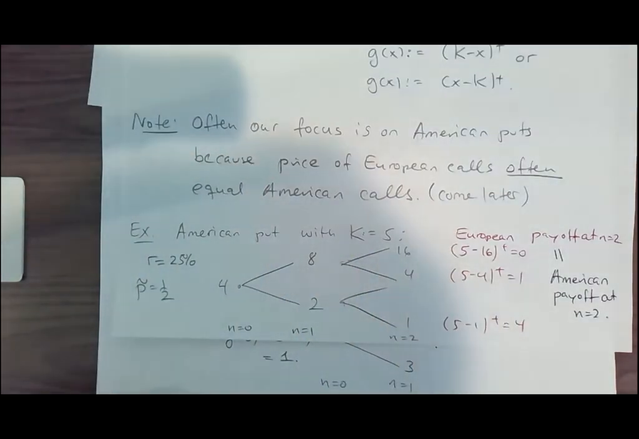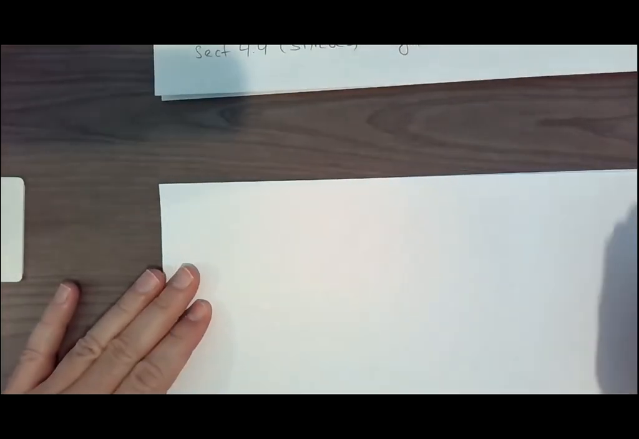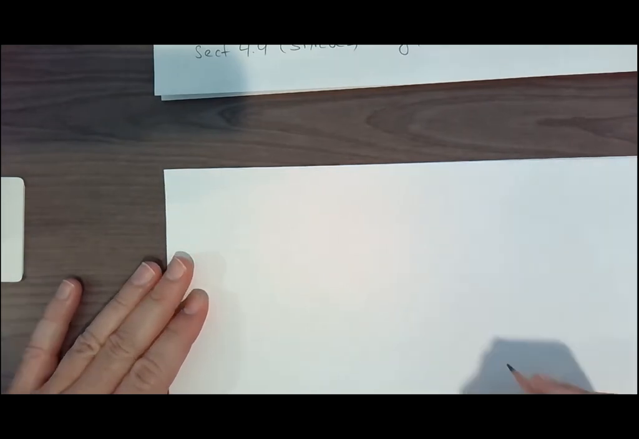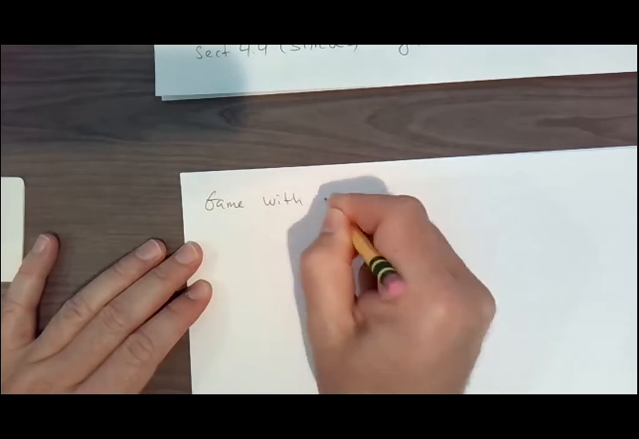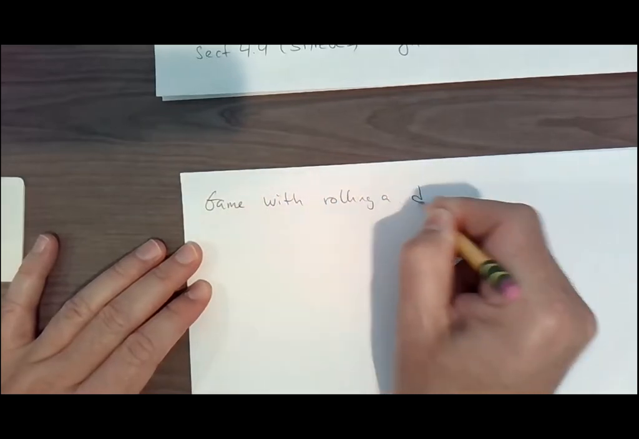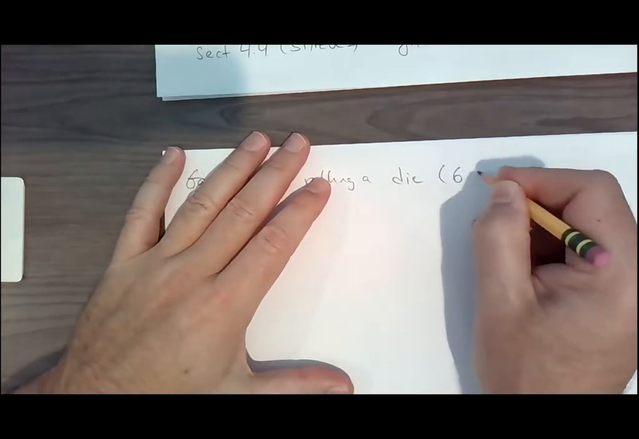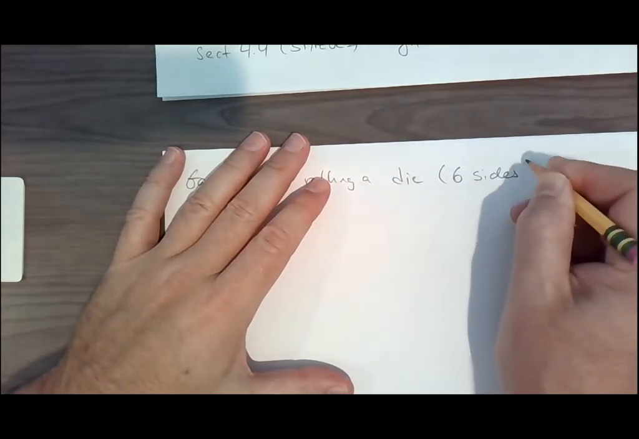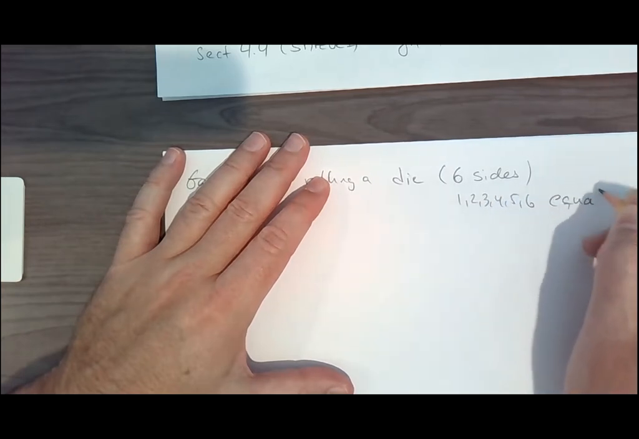So for pricing American options, it's an interesting question that you're asking here. So maybe you're almost out of time, but let me throw out a game, because this is going to get at what you're asking about. What about this game? So this here is a game of chance. This is a game with rolling a die. All right, so there's 6 sides: 1, 2, 3, 4, 5, 6, and you're equally likely.